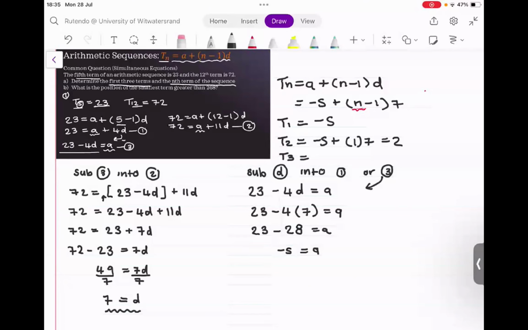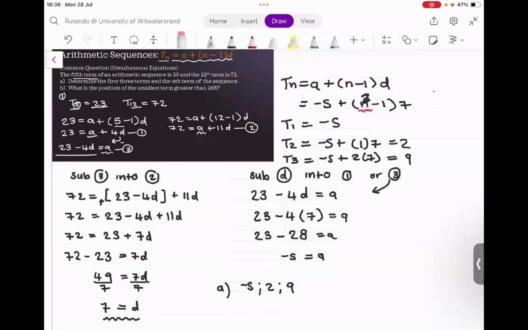And then if I substitute in n equals 3, I'll have minus 5, and then I'll have a 3 there, so 3 minus 1 is 2. So minus 5 plus 2 times 7, which is 14, is equal to 9. So my first 3 terms are minus 5, 2, and 9. Okay, then they said, what is the position of the smallest term? I'm just going to zoom in again here.